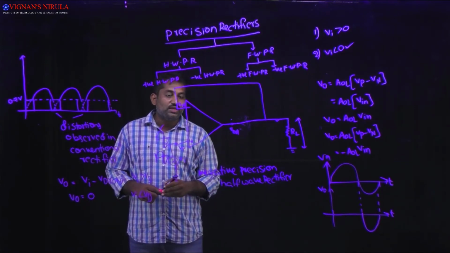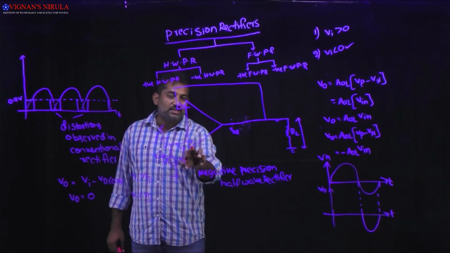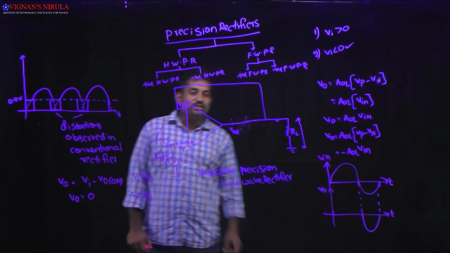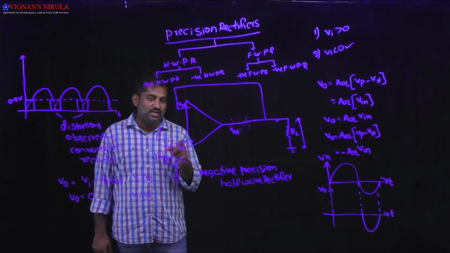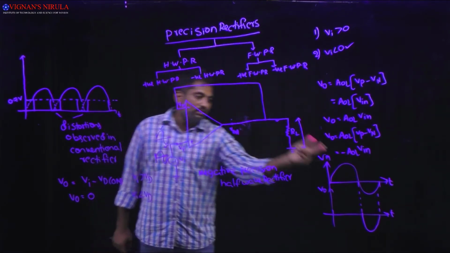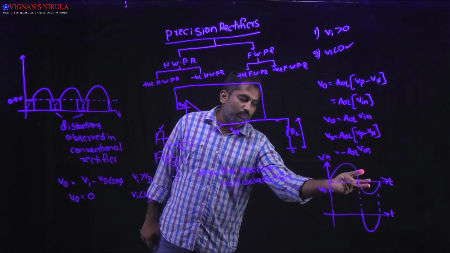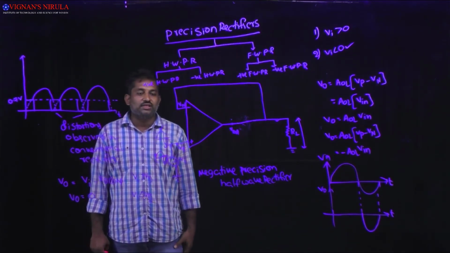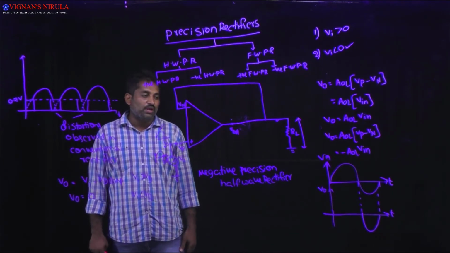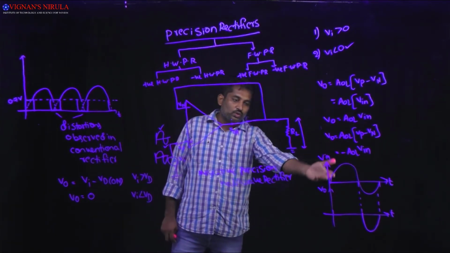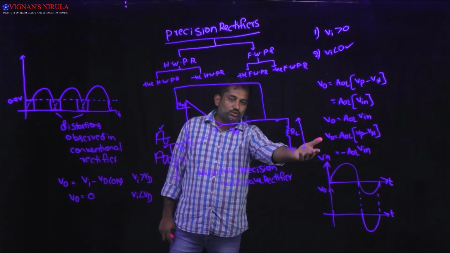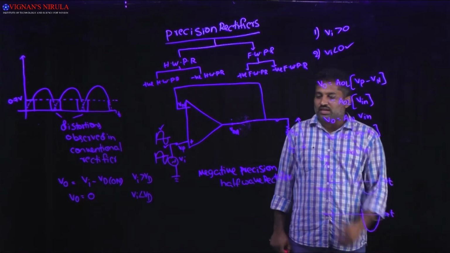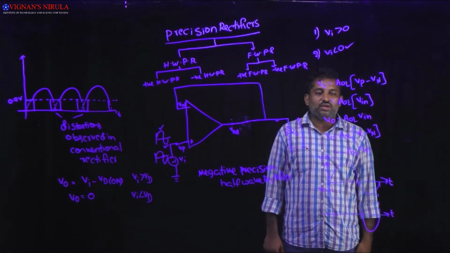Listen carefully. In this case, I am considering a non-inverting op-amp. That's why it is not inverted. In case you choose an inverting op-amp, then it will be inverted: for the negative peak, we may get the positive peak. But in this case, I am considering a non-inverting op-amp. That's why for the negative peak only, we are getting the output. For the positive peak, we will not get any output. So this is about the negative precision half wave rectifier.